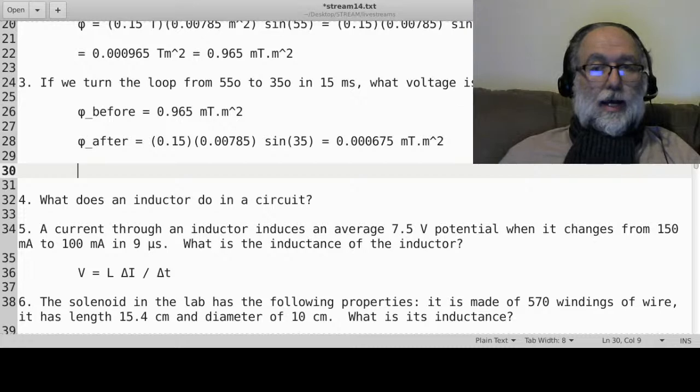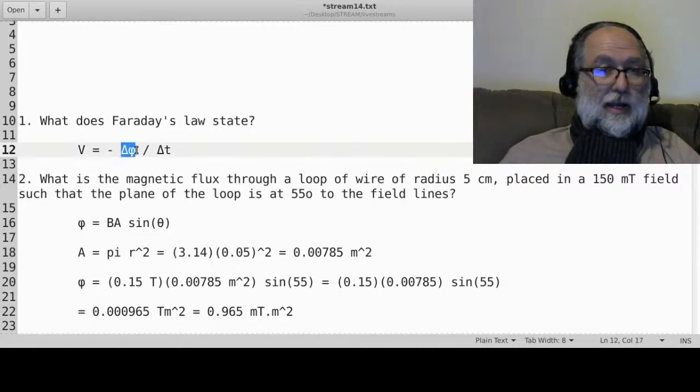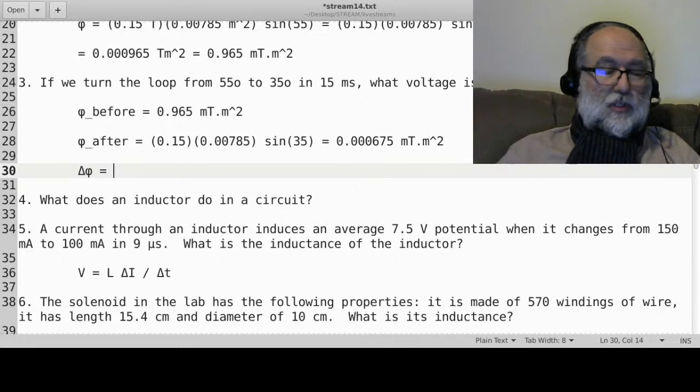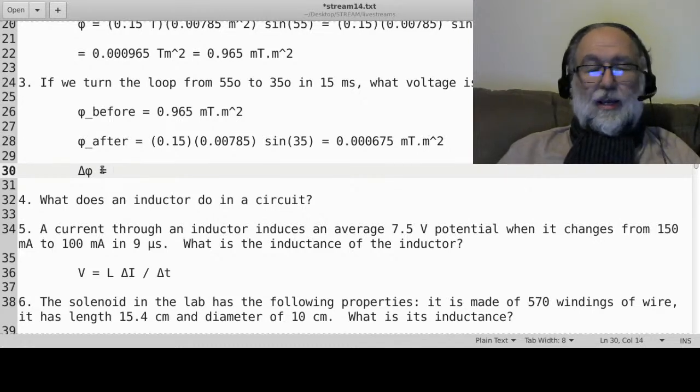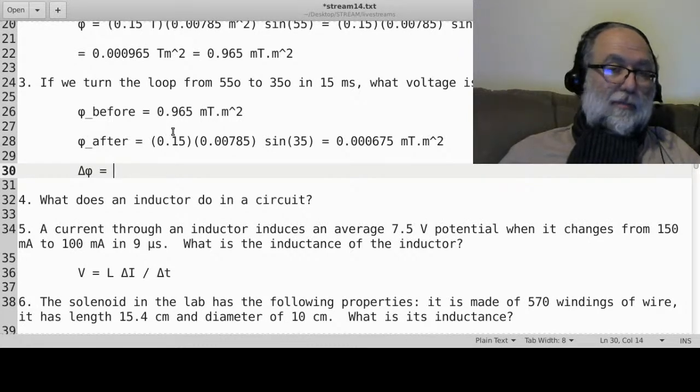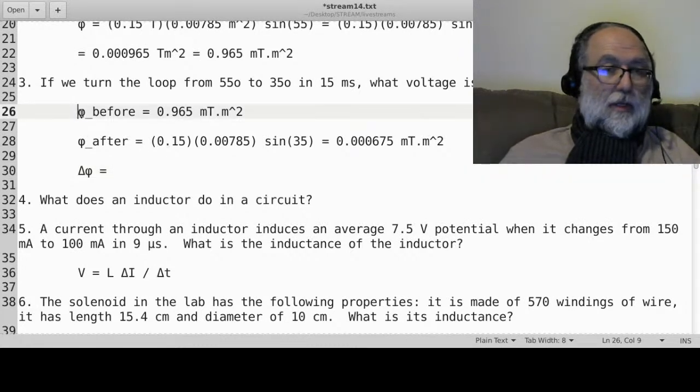Now let's look at what the change in flux is going to be. So there's the delta phi. Don't worry about that negative sign because, again, that's about the direction, and the question is just the voltage and not the direction. When we do delta phi, it's going to be the before minus the after. I'll just put in the numbers directly, so it's going to be this number here.